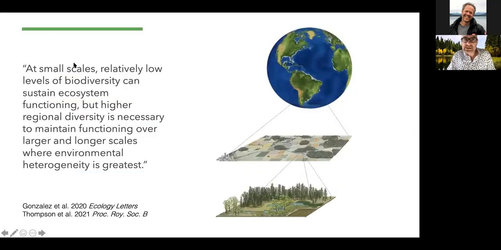I'll skip that. So a take home from this part of the talk: at small scales, relatively low levels of biodiversity can sustain ecosystem functioning. But higher regional diversity is necessary to maintain functioning over larger and longer scales where environmental heterogeneity is greatest and where we're seeing strong signatures of human impact. Okay, so that's the key part of the science that we need to get good at doing if we're really going to show the relevance of BEF research to this global policy arena.